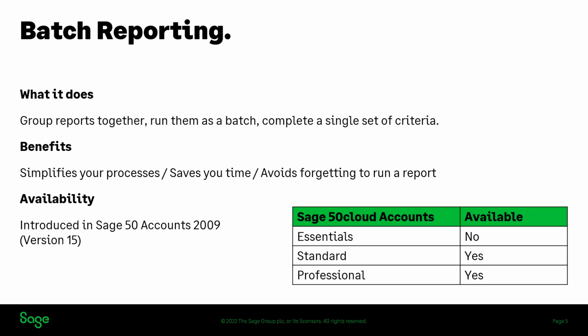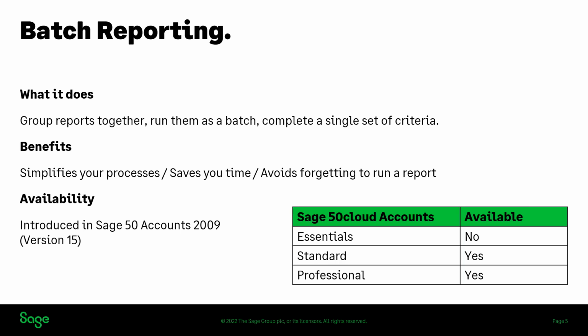So when you run a batch report, you might run a combination of, say, profit and loss, balance sheet, trial balance, just as an example. Rather than run those reports individually, you've got them in what you would term a batch report. So you run that batch report, you complete a single set of criteria, which will be all of the various merged criteria from the various reports that you've included in your batch. You basically complete that and it runs it as one report.